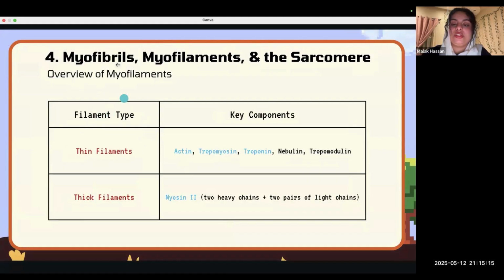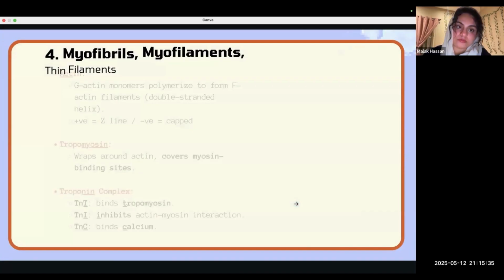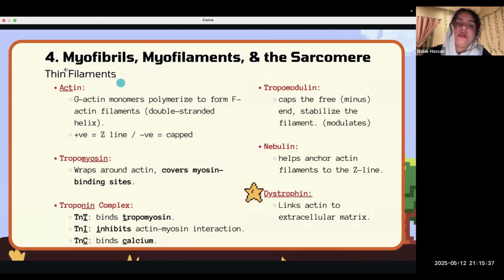Let's just look at the myofilaments. We have thin filaments and thick filaments. The ones in blue are the most important. For the thin filaments, you have actin, tropomyosin, troponin, nebulin, and tropomodulin. For thick filaments, you have myosin 2, which means 2 heavy chains and 2 pairs of light chains. Now, for thin filaments, you have actin, which are G-actin monomers that polymerize to form F-actin filaments.